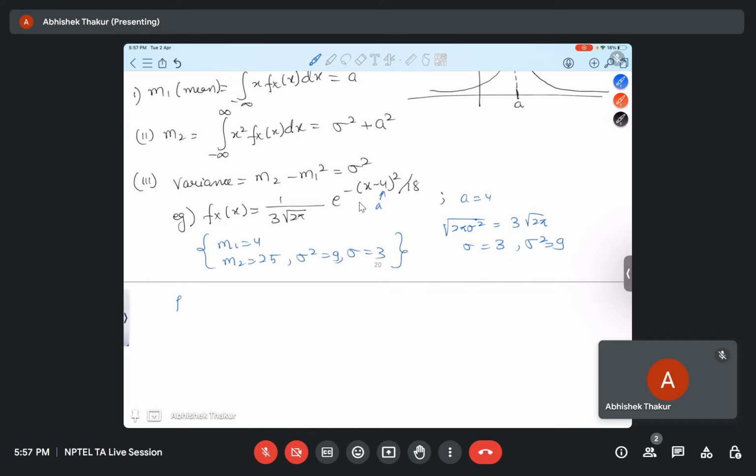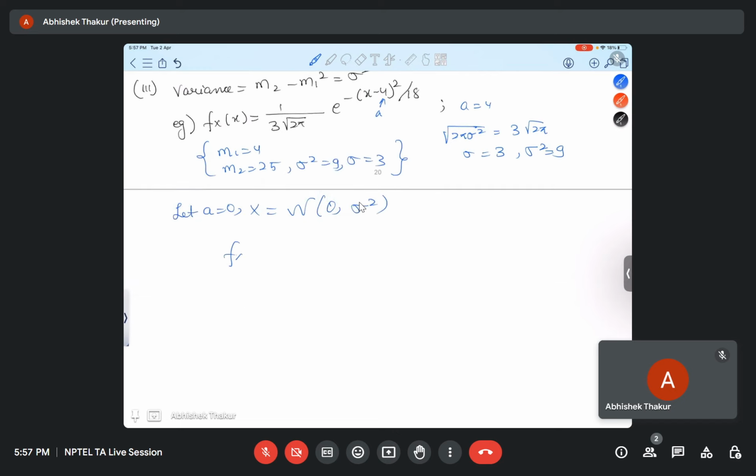Now let's suppose a is equal to 0. So this is equal to the normal density function. So this has 0 mean and sigma square as the variance. So this is written as 1 by root under 2 pi sigma square e to the power of minus x squared by 2 sigma squared. So the plot of this will be symmetric about x is equal to 0. Okay. So this was all about the Gaussian density function.